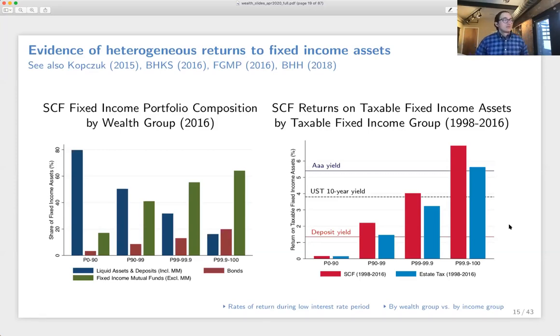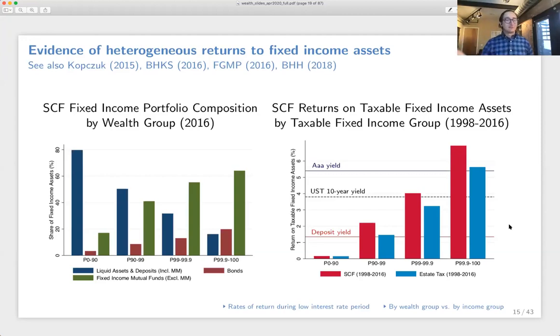We're going to estimate for each group in the fixed income flow distribution what is the average rate of return on taxable fixed income assets. And we see, first of all, this is not a flat line on the right, but it's clearly increasing in fixed income flows. At the very top, the AAA yield is a reasonably good proxy on average. It also holds in the low interest rate recent years. Then the US Treasury 10 yield is the intermediate asset that we chose, but you could choose a different one, or you could choose these rates exactly.